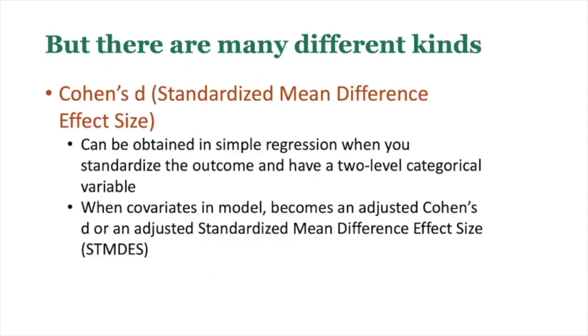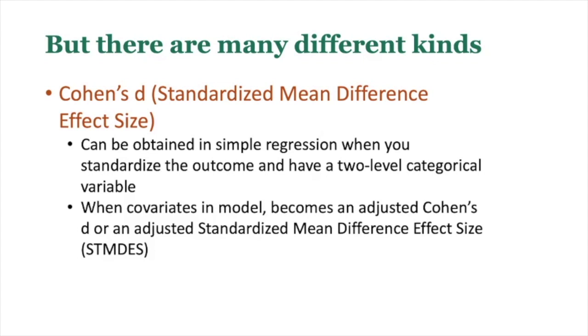But it's really important to keep in mind there are many different kinds. For example, we have Cohen's d, which most of us are familiar with from ANOVA and t-tests and things. It can be obtained in simple regression when you standardize the outcome and have a two-level categorical variable. It'll just spit out a Cohen's d for you, or in other words, a standardized mean difference effect size, which is what a Cohen's d is. When there are covariates in the model, it becomes an adjusted Cohen's d or an adjusted standardized mean difference effect size.